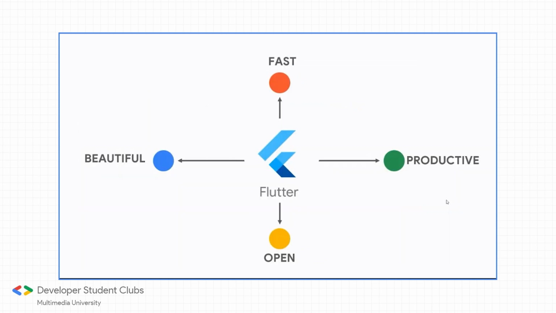Flutter was made with 4 things in mind. First, building beautiful applications. Second, app speed and responsiveness. Third, developer productivity, and lastly, building an open developer community. These are the 4 characteristics that Google aims to provide to all developers.